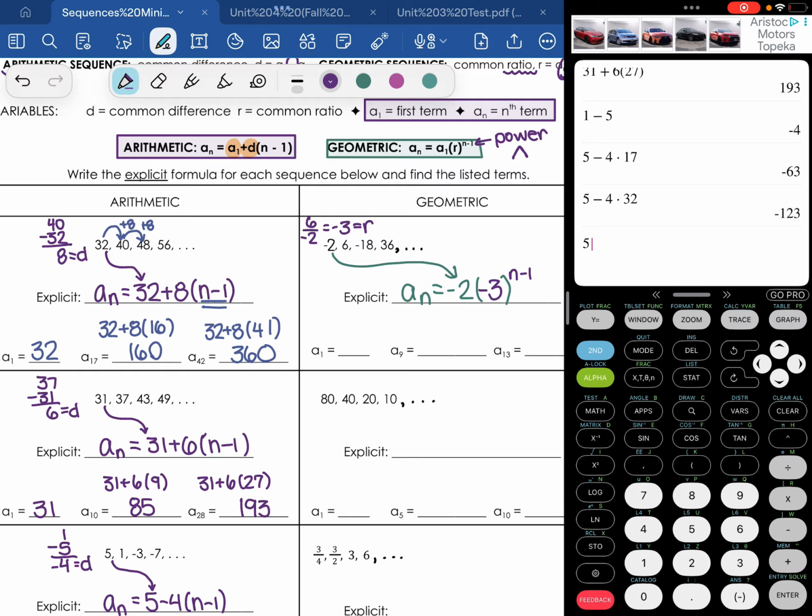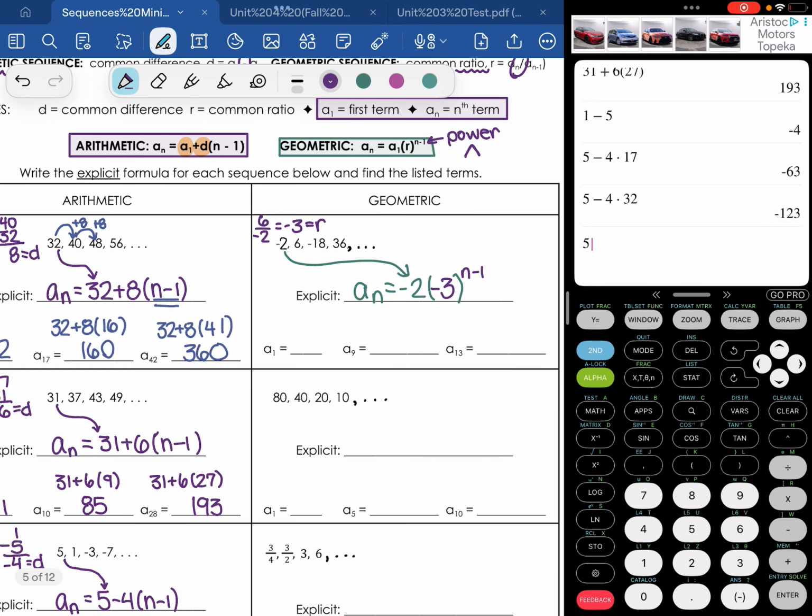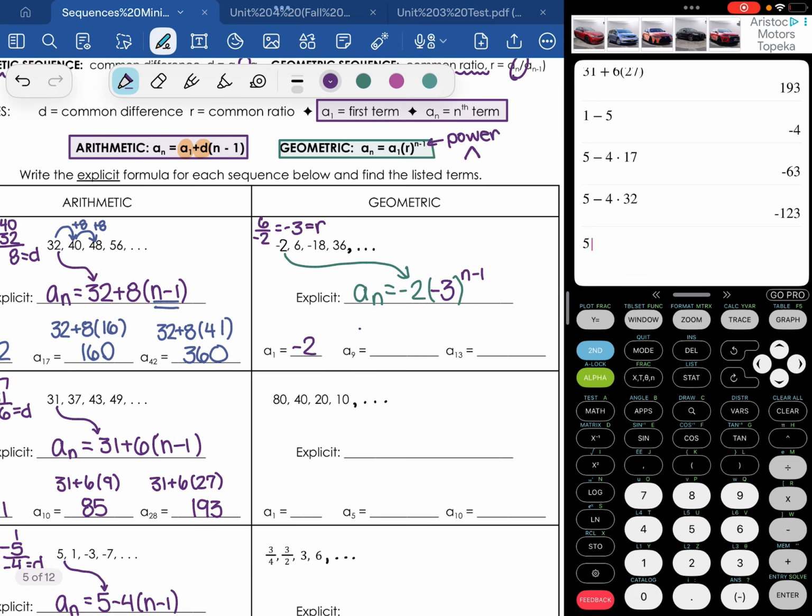So, to finish this problem, A1 is -2 because that's your first term, right? A9 is the 9th term. You would do -2 times -3 to the power of 8, because 9 minus 1 is 8. For the 13th term, you would do -2 times -3 to the 12th power, because 13 minus 1 is 12.